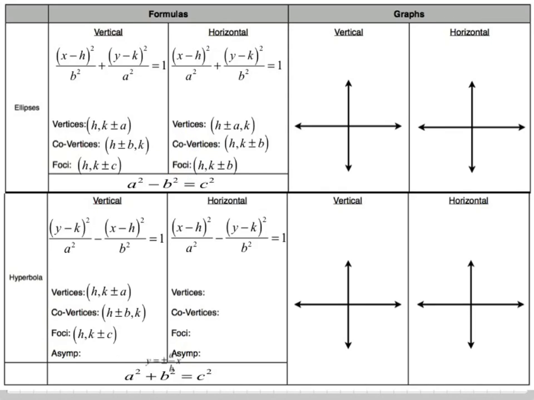And your asymptotes. Okay, this doesn't do you guys good at all, for me to just throw all these formulas up like this. What's more helpful is to show you guys how to remember it, how to graph them. And that's what I'm going to do next.